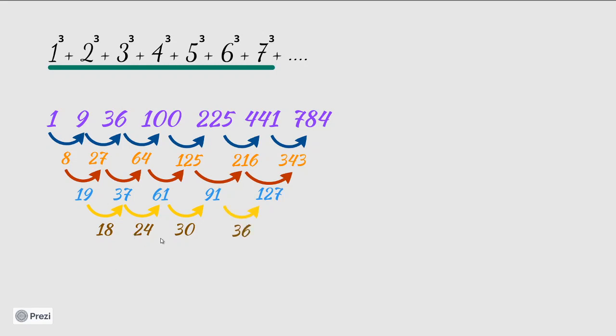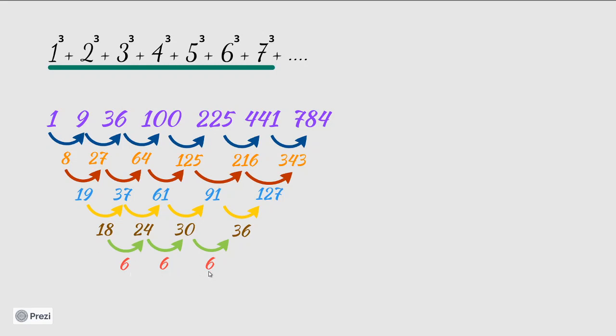Again they are not the same. So let us do it again. So difference of the difference of the difference of the difference. So the fourth level, so we are going to the fourth level of difference, that is 24 minus 18, 6, 30 minus 24, 6, 36 minus 30, 6. Man, we got it. So all the numbers are the same.